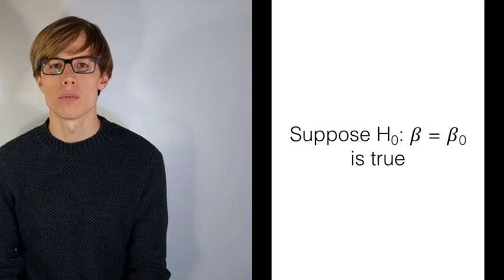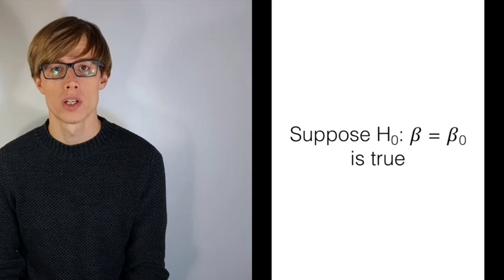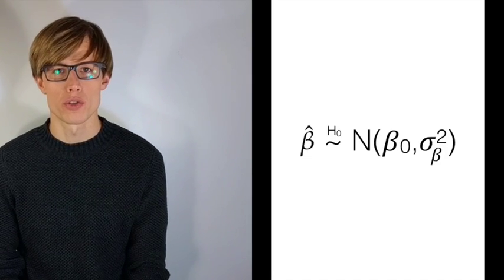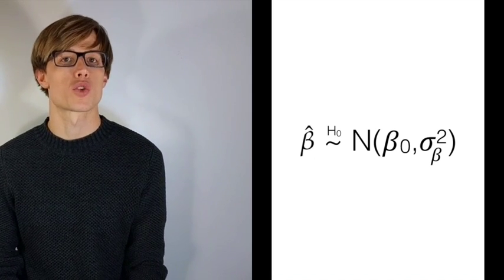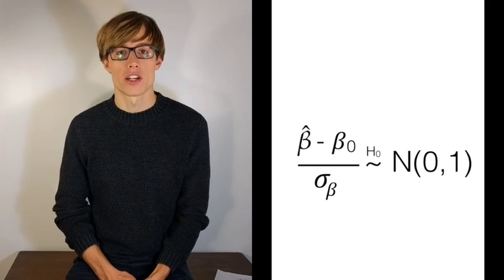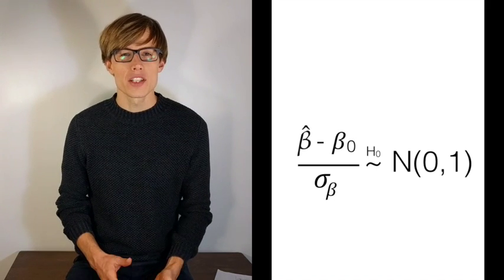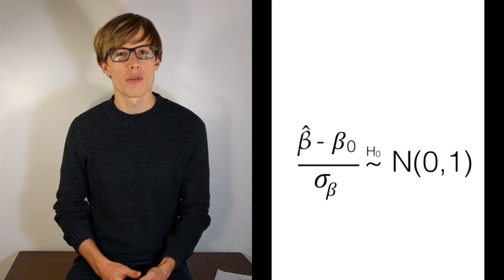To formalize these ideas, let's turn the problem around. Suppose that H0, the hypothesis that beta equals beta 0, is true. Under this assumption, beta hat follows a normal distribution with mean beta 0 and variance sigma beta squared. Now, subtracting beta 0 and dividing by its standard deviation sigma beta, we obtain a standard normal distribution. At this point, I have to take a bit of a leap, so take a moment to see if you agree with me so far.